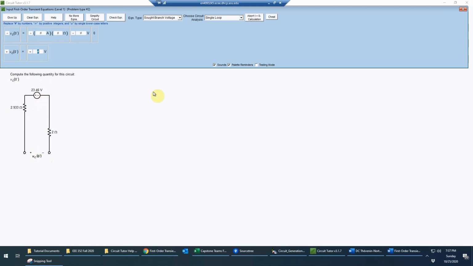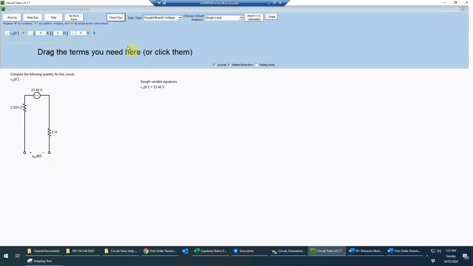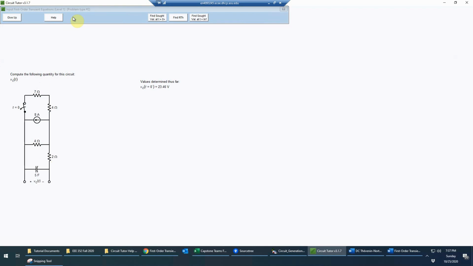But in this case, it's a plus. So it's 23.46 volts, and I'll just check that. That is correct, and basically that's the final answer, so that's all I need to do at that instant in time. Okay, so the next step in the analysis will be to analyze at 0 plus.